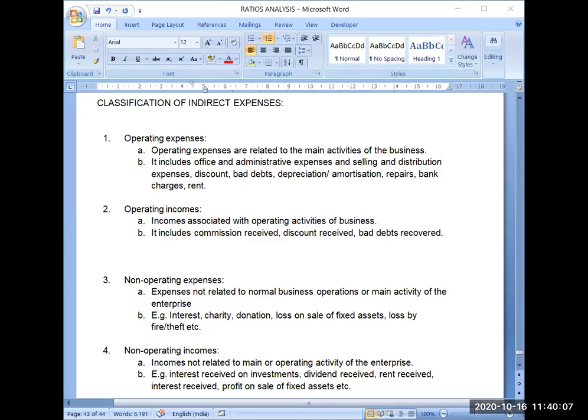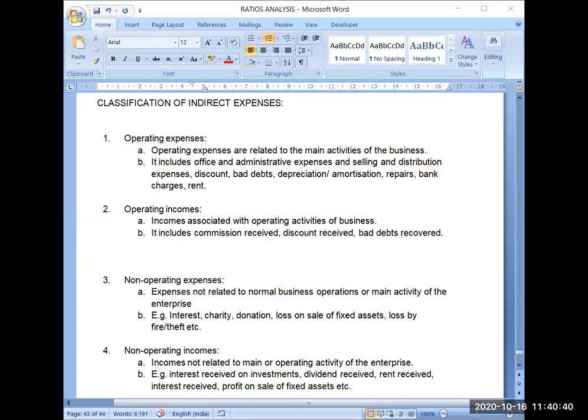Then operating incomes. What are the operating incomes? Operating incomes are the incomes which have a relation to your main operating activity, so incomes associated with the operating activities of the business. It includes commission received, discount received, then bad debts recovered. These are examples of operating incomes.